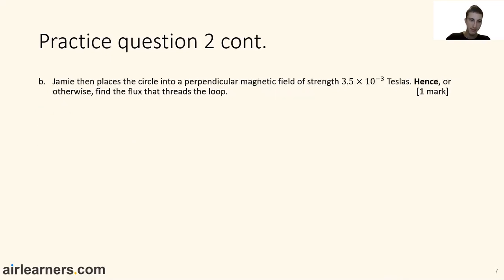So Jamie then places the circle into a perpendicular magnetic field of strength 3.5 times 10 to the -3 Teslas, hence or otherwise, find the flux that threads the loop. It's only worth 1 mark, so it shouldn't take you any more than 1 minute.